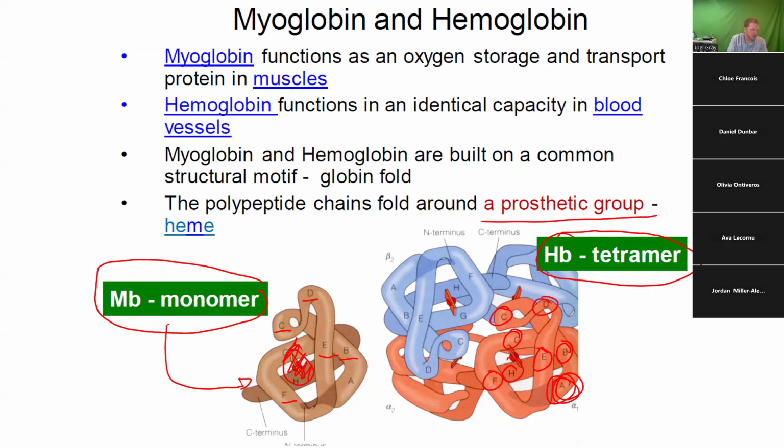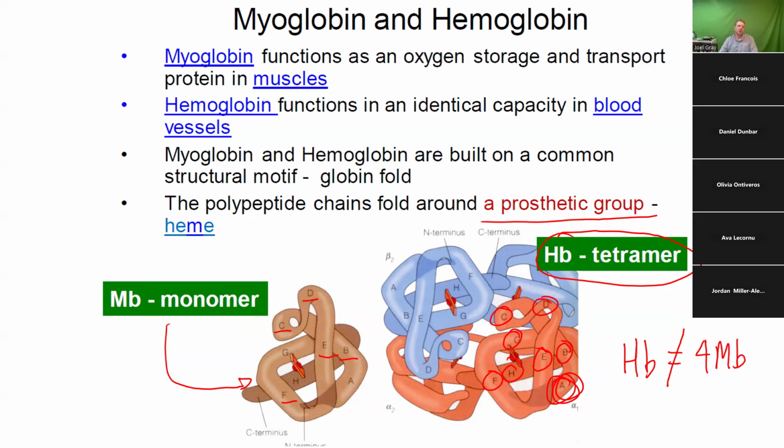Next important detail about this is that hemoglobin, HB, does not equal 4 MB, or myoglobin subunits. So don't think that, oh, well, if I just get 4 myoglobins to assemble, I'll make hemoglobin. That's not what's going to happen. But I want you to recognize that the structure of these 2 proteins, here and here, are very similar. And this structure is known as a globin fold.